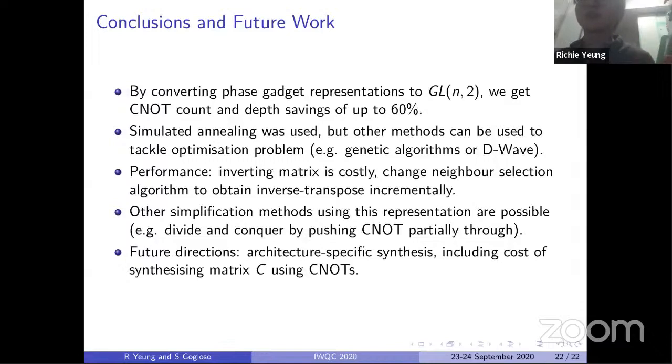Future directions for this, we could think about architecture-specific synthesis. What we've done so far is pretty architecture agnostic, so we don't consider the connectivity of the network. But we could potentially do that by using standard Gauss for synthesizing the CNOT and thinking about other ways of synthesizing the binary matrix afterwards. And then we can also include the cost of the CNOTs into the cost function when we synthesize. If we know the number of layers, we repeat the circuit.